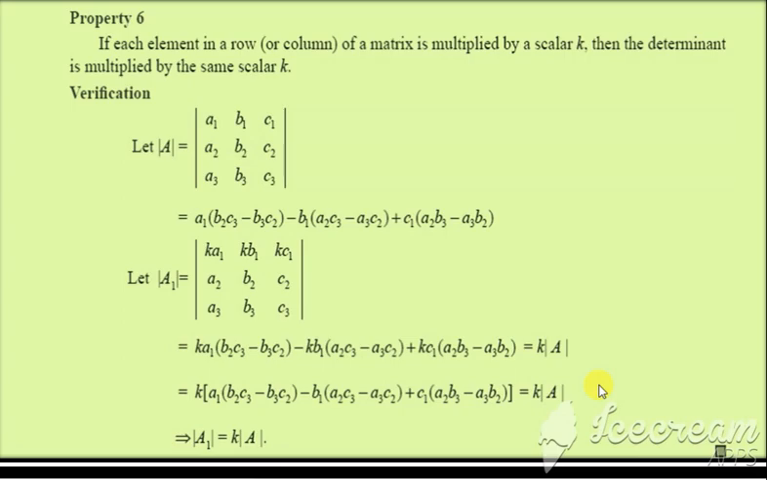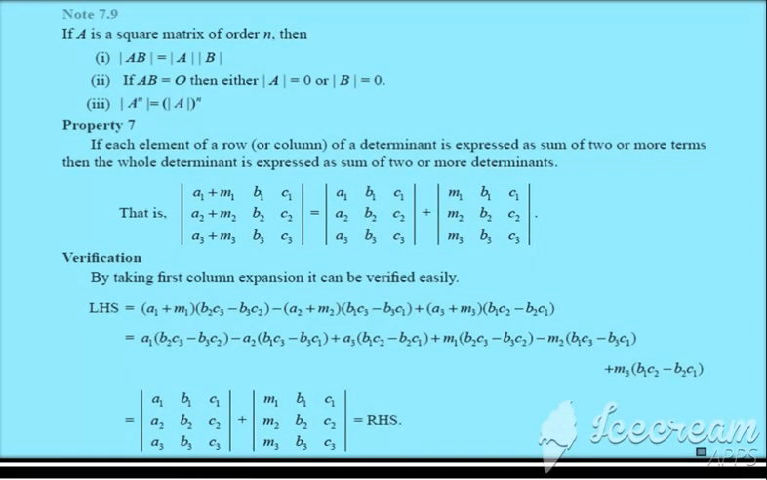Next we have property number 7. Before that, we have notes. If A is a square matrix of order n, then the determinant of AB is equal to what? Already we know, determinant of A into determinant of B. Next, if AB is equal to 0, then either determinant of A is equal to 0 or determinant of B is equal to 0. The next, note number 3: determinant of A power n is equal to the determinant of A the whole power n. These 3 properties we have to use in sums.